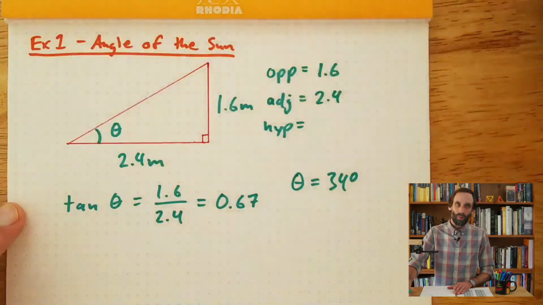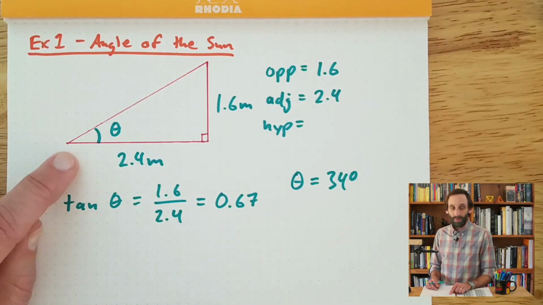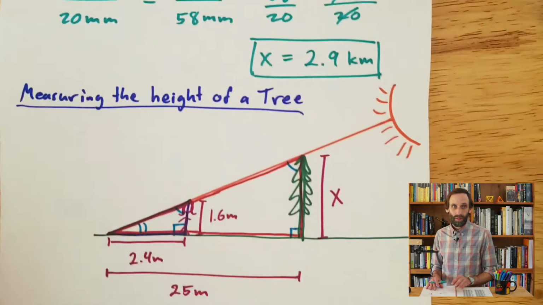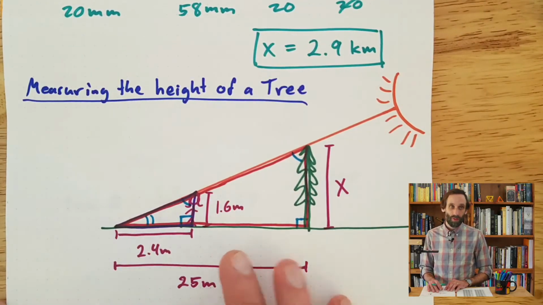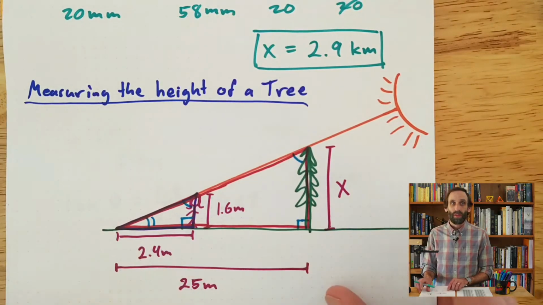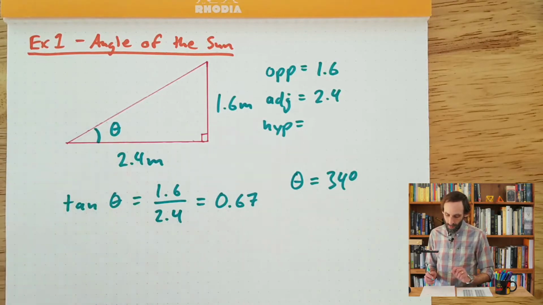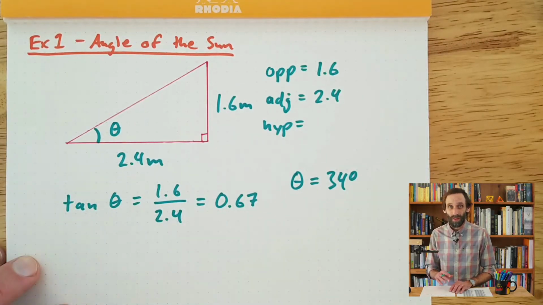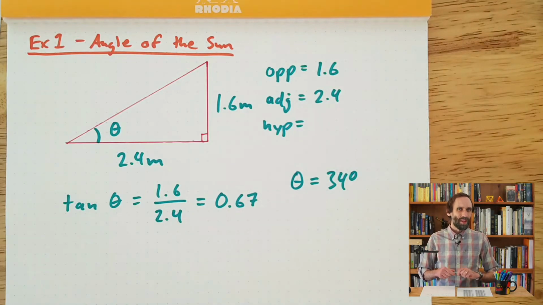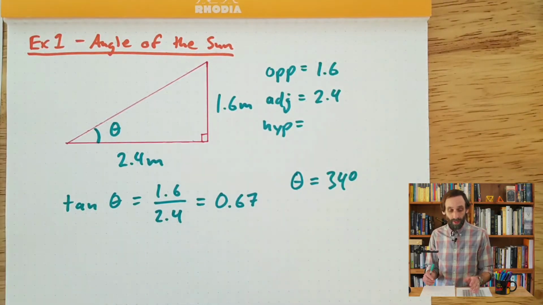Okay, so what does that mean? That means that the angle of the sun when these measurements were taking place, if these were real measurements, which I actually just made up when I made up the problem, but if these were real measurements, then the angle of the sun when the measurements were taken would be 34 degrees. Okay, so a follow-up question might be, what time of day did these measurements take place?